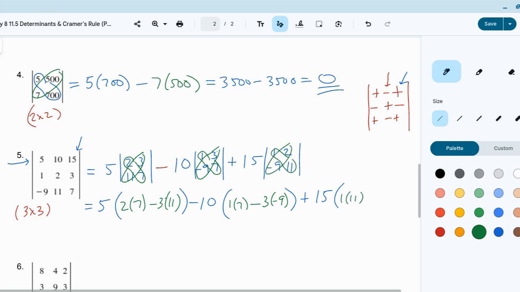1 times 11. Uh-oh, there it is again. Minus 2 times negative 9. Right, I'm just showing a lot of steps here. I know some of these you can do in your head. Please be careful, especially those negative signs.